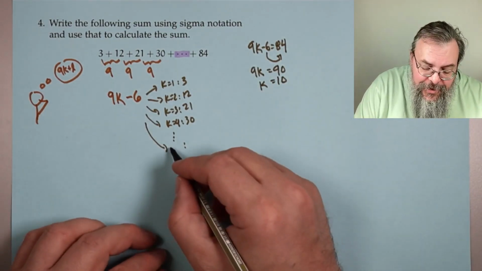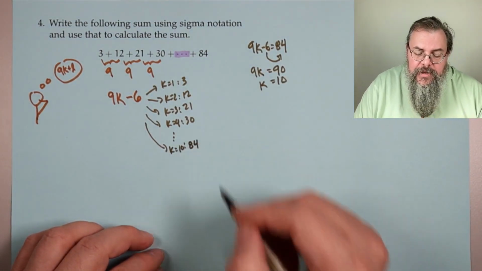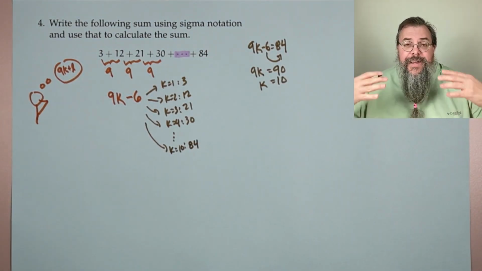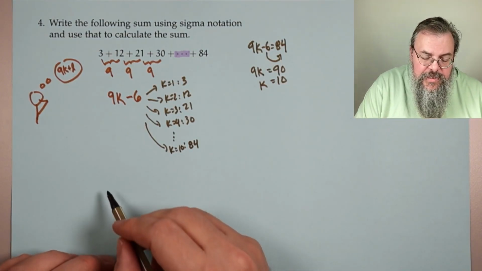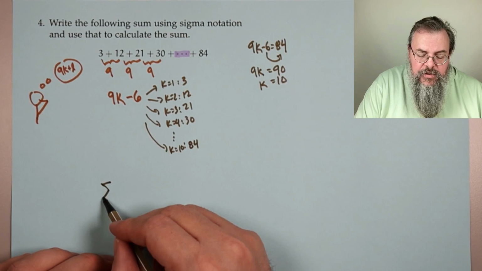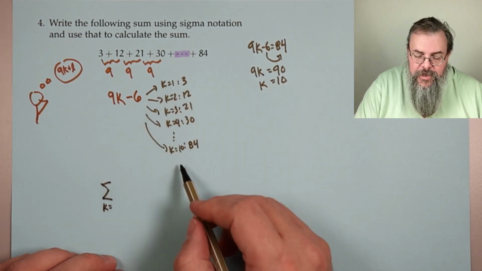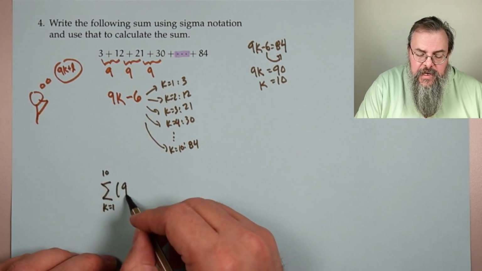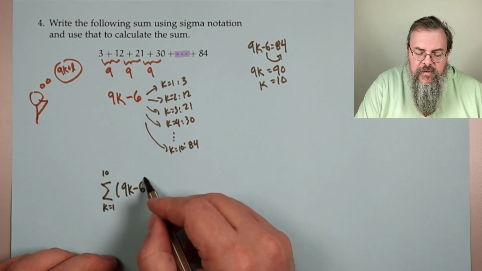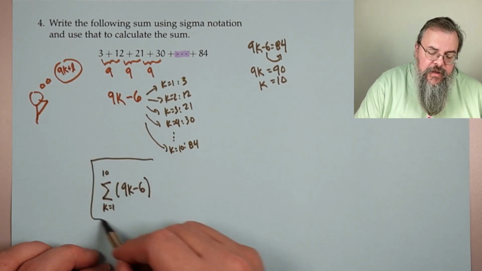So we're going to go up to k equals 10, and then at that point, that's when we stop. So now, using our sigma notation, this would be the sum where we start at 1, we go to 10, 1 to 10 of 9k minus 6. All right, now that's part of our answer.